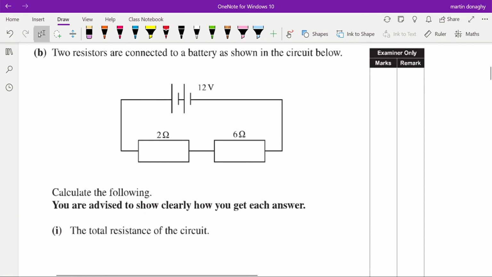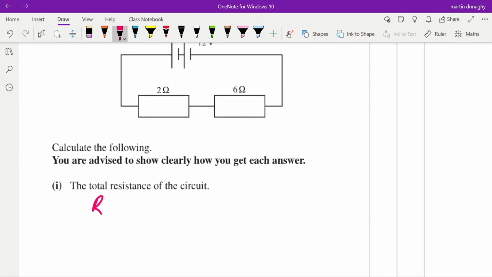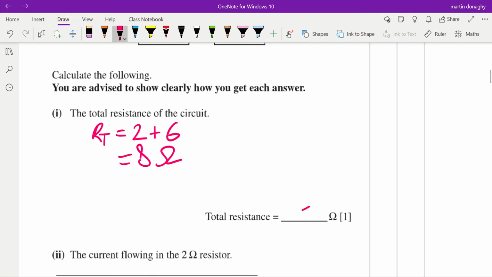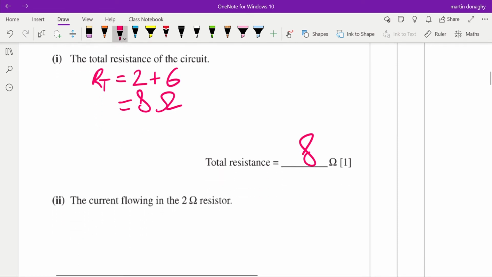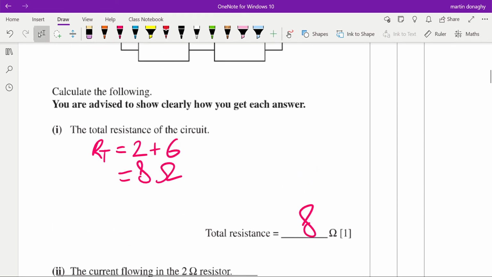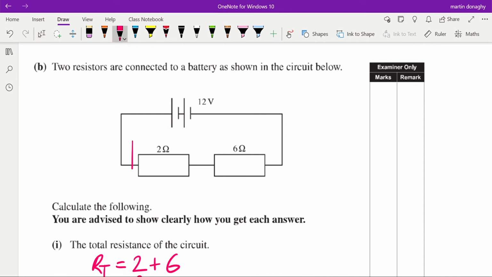Next part of this question moves on to a little circuit. Calculate the following. Your answers must show clearly how you get each answer. Total resistance of the circuit: they are in series, so it's just 2 plus 6, which is 8 ohms. Calculate the current flowing in the 2 ohm resistor. The common mistake here would be for people to say that there's 12 volts across there and do V equals IR with 12 and 2. But we can't do that because that voltage is going to split between the 2 and the 6 ohm resistor.